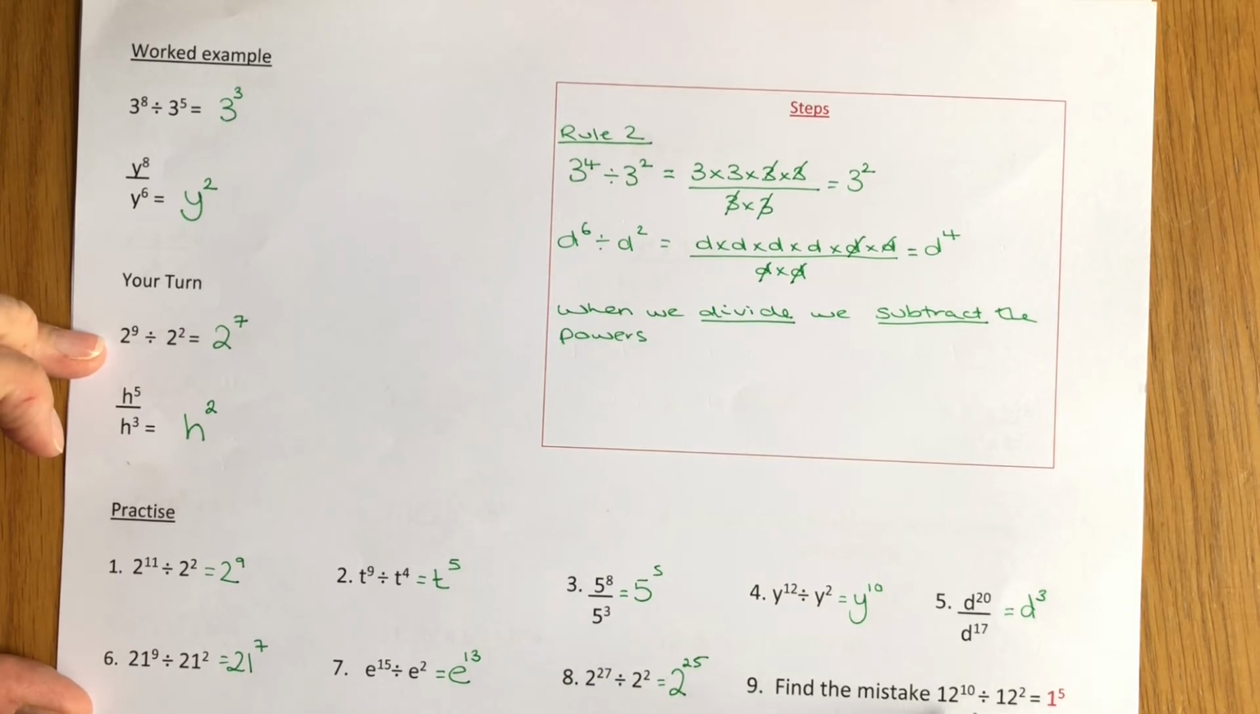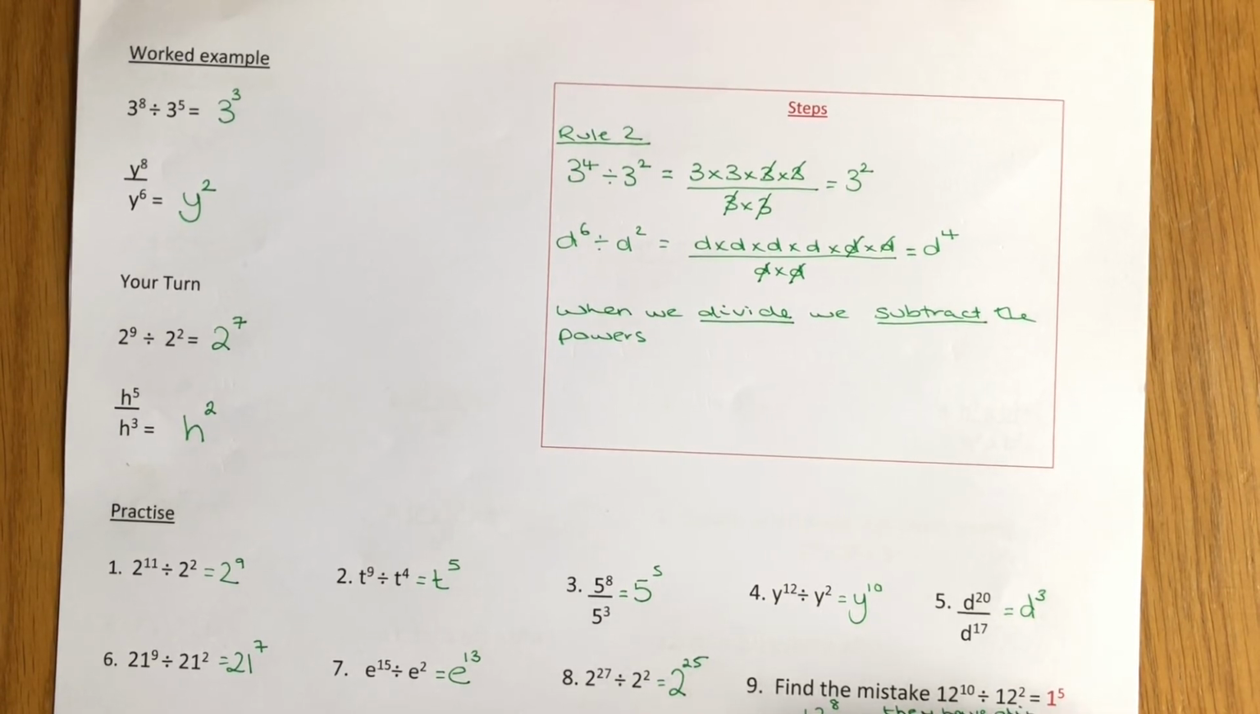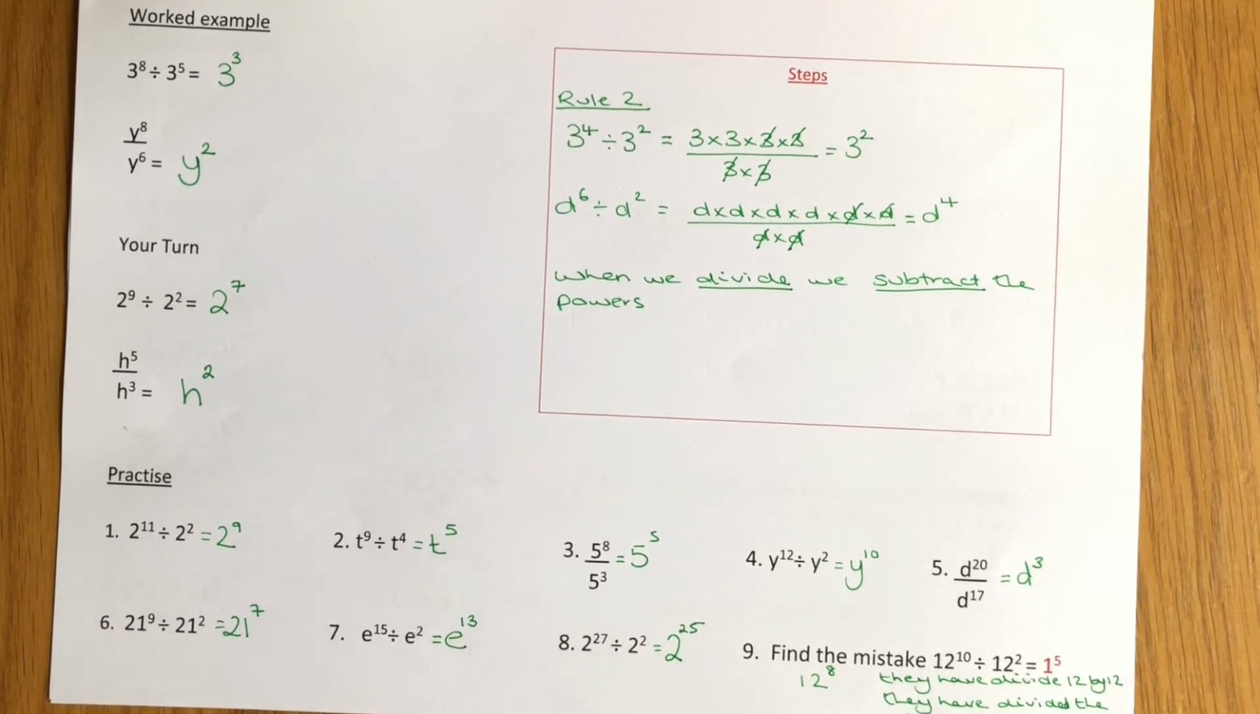Find the mistake. So what should the answer be? We should have 12 to the power of 10 minus 2, which is 8. So that should be our answer. So what's happened here? Well, they've divided 12 by 12, and they have divided the powers. So they've actually made 2 mistakes there. Okay, hopefully you got all of those correct.